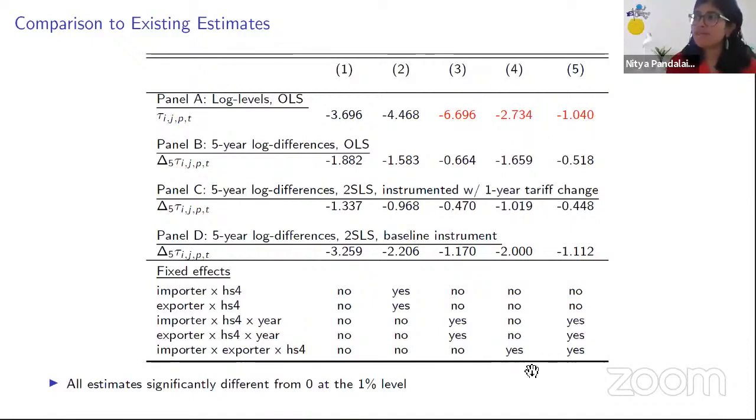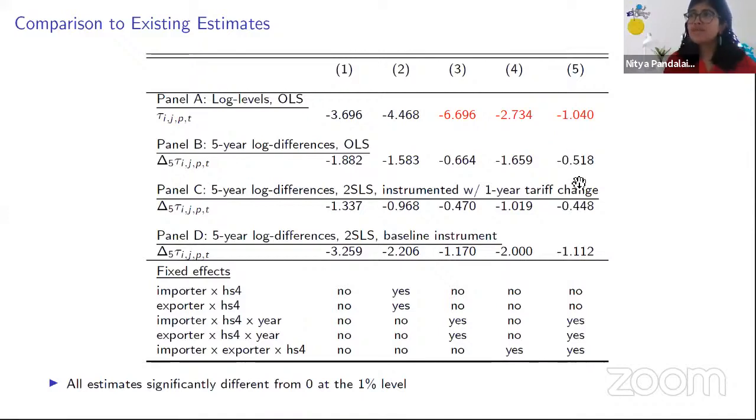So column 4 includes only the bilateral fixed effect instead of the multilateral resistance terms, and column 5 includes both the bilateral fixed effect and the multilateral resistance terms. And you can see that this has a huge impact on the estimate of the trade elasticity, even in conventional gravity estimation. In fact, in column 5, the elasticity falls to 1, okay?